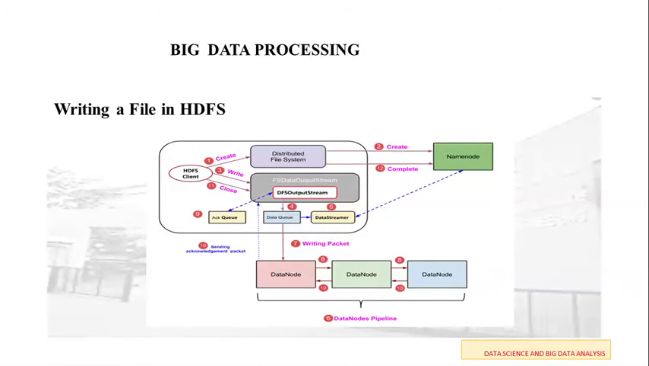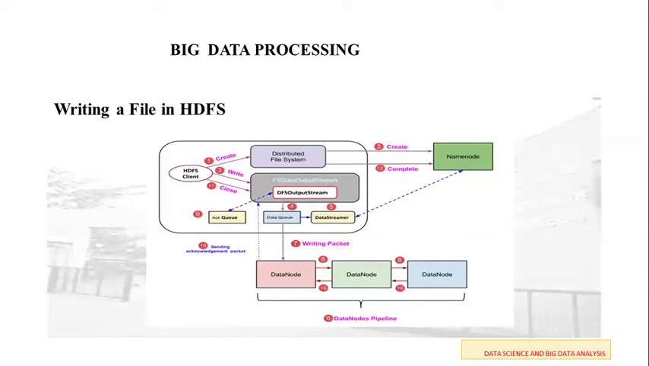Under this, FS data output stream contains the DFS output stream object, which looks after the communications with the data nodes and the name node. While the client continues writing the data, DFS output stream continues creating packets with this data, and these packets are enqueued into a queue which is called the data queue. So this is your writing process through step number 4, and your data will be present in the data queue.